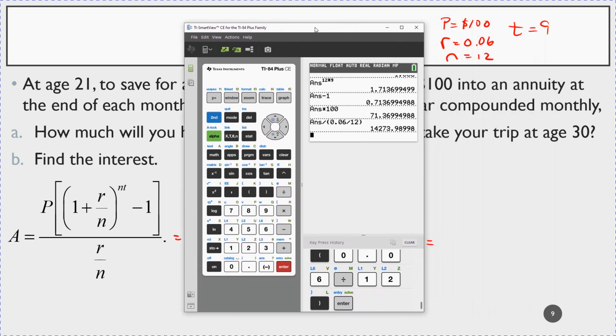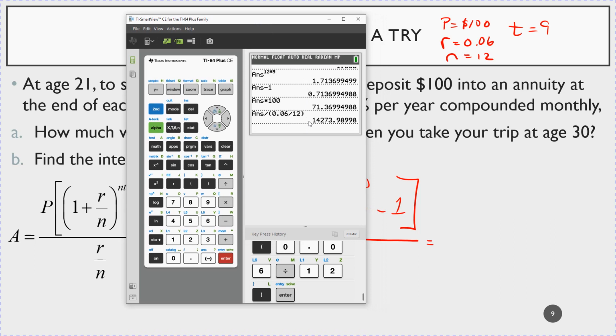Oh, look at this. You'll be able to take a pretty nice trip, okay? You can see how quickly your $100, you know, each month blew up here. So you got $14,273.99.